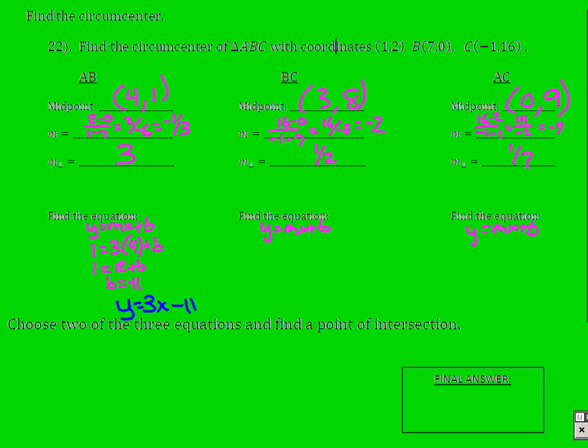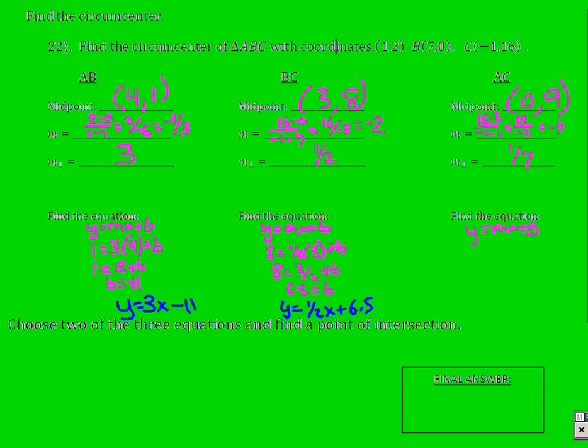The second one here, we're going to do the same thing. The y value is 8. The m value is 1/2. My x is 3 plus b. 8 equals 3/2 plus b. That means that when I subtract, I get 6.5 is equal to b. So my equation here should be y equals 1/2 x plus 6.5.